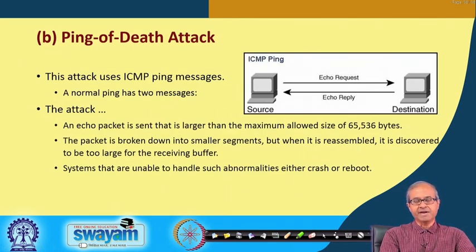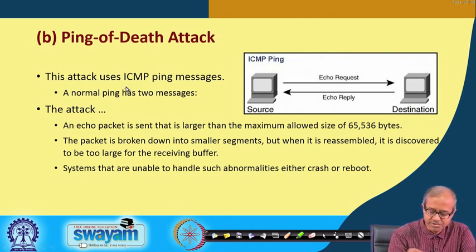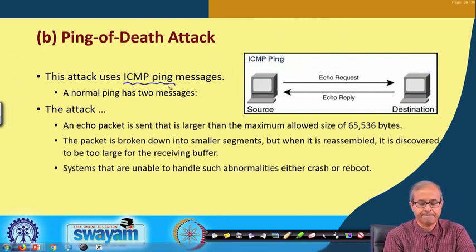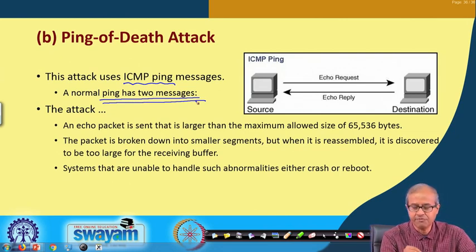Now, there is another kind of attack, which is not exactly a denial of service, but a way to bring a machine down. This is called ping of death. Here also we use ICMP ping messages. A normal ping will generate two messages. As this picture shows, if you ping from a source to a destination, there will be an echo request followed by an echo reply.